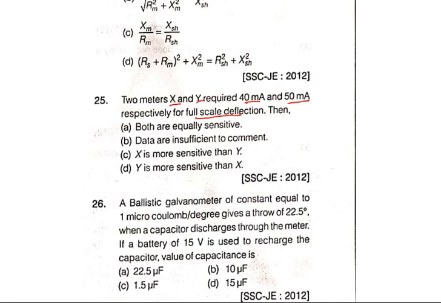Okay, two meters' readings are given. For one meter 40 milliamps, another meter 50 milliamps. Which is more sensitive, it is asking. Two meters X and Y required 40 milliamps and 50 milliamps respectively for full scale deflection. For full scale deflection, this much current is required. Then which of the following is the correct answer, it is asking.